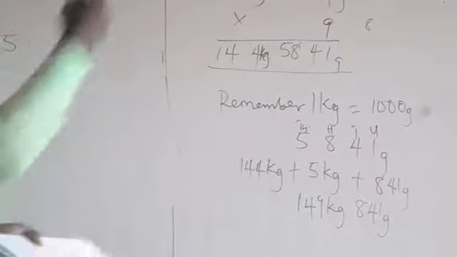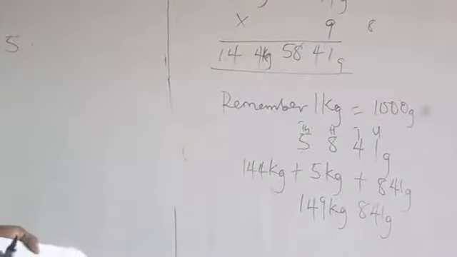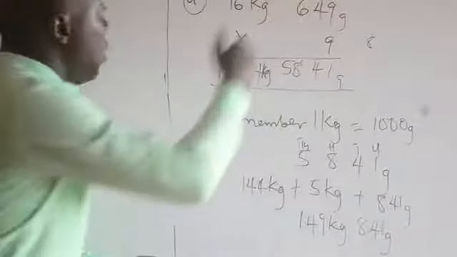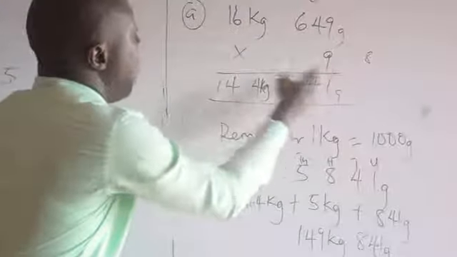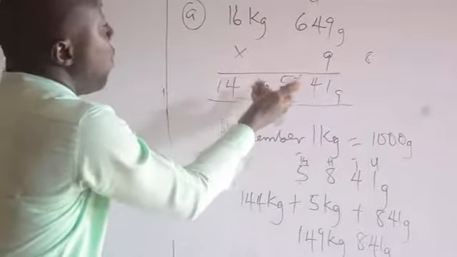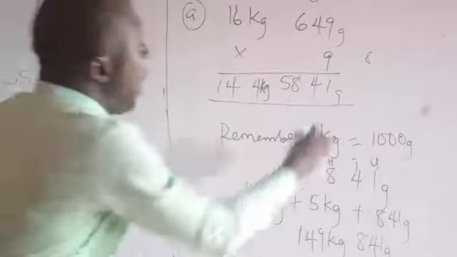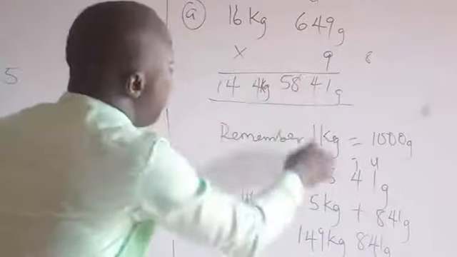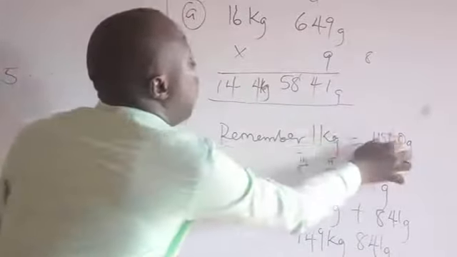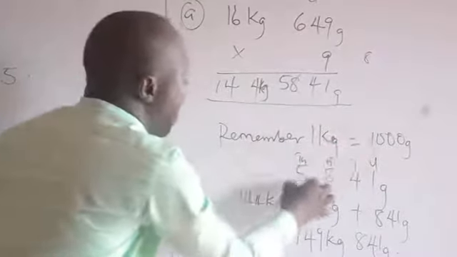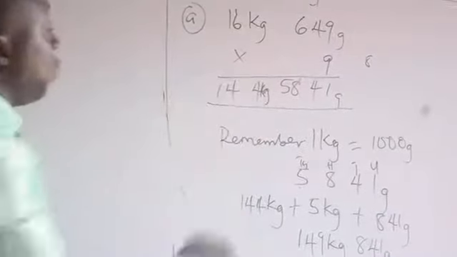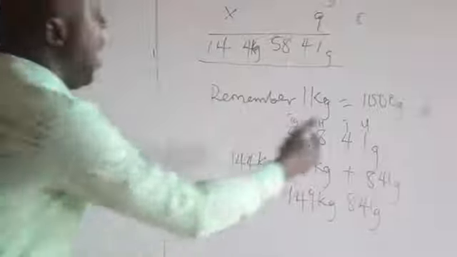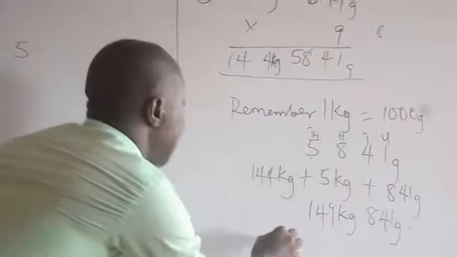Let me recap again. 16 kilogram, 649 gram multiplied by 9. We end up getting 5,841 gram, and on this side we end up getting 144 kilogram. So the 5 falls under 1,000, and 1 kilogram is equivalent to 1,000 gram. So we'll now add this 5 to 144 kilogram. It will give us 149 kilogram, 841 gram.